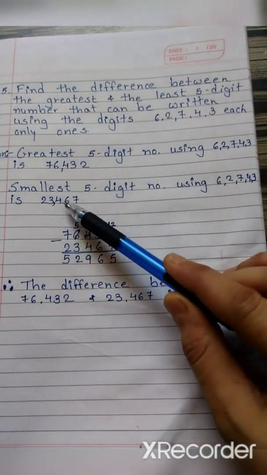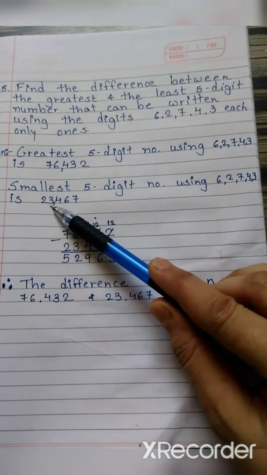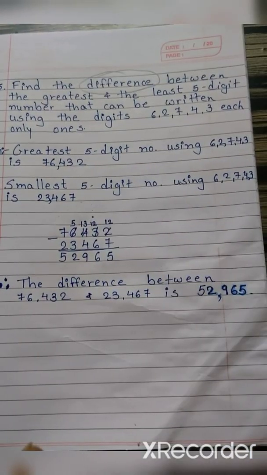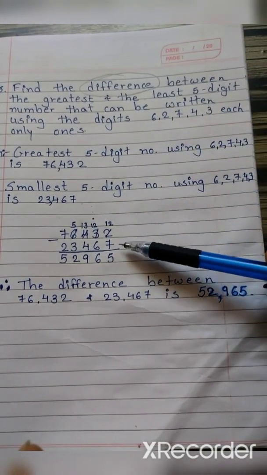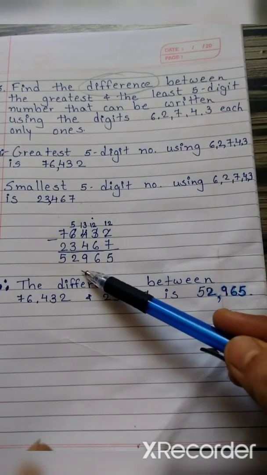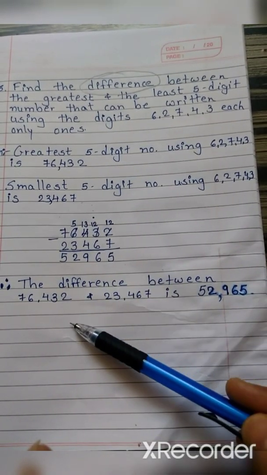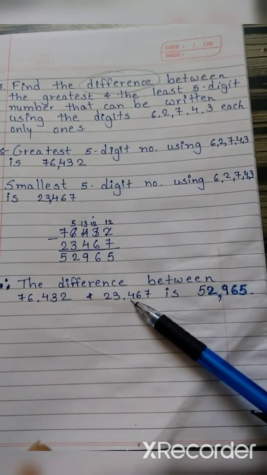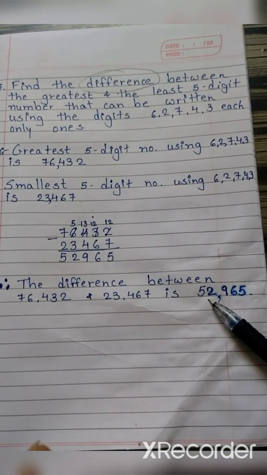Reverse this order and you will get the smallest 5-digit number. That is 23,467. In this sum, it is clearly indicated to find the difference. So here we are doing subtraction and the answer is 52,965. So the difference between 76,432 and 23,467 is 52,965.